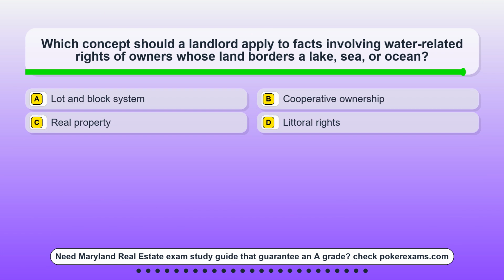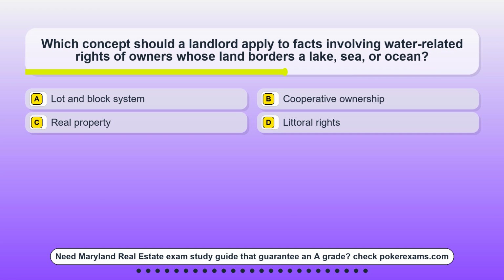Question 18. Which concept should a landlord apply to facts involving water-related rights of owners whose land borders a lake, sea, or ocean? Option A, lot and block system. Option B, cooperative ownership. Option C, real property. Option D, literal rights.